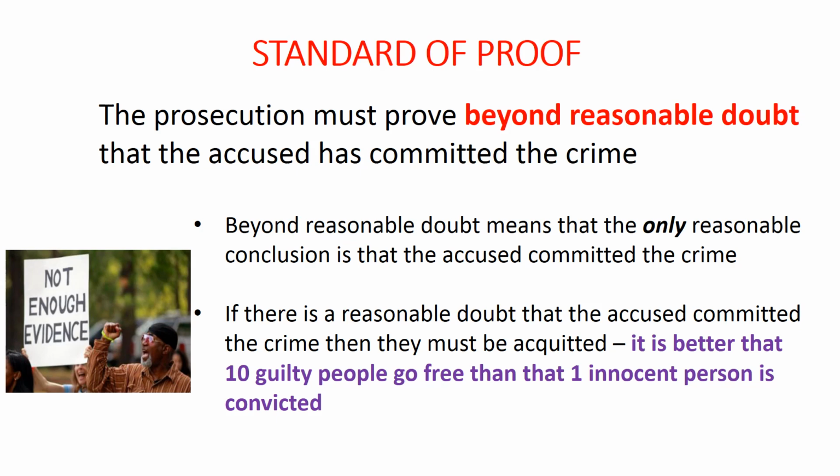The reason we say that it's better that 10 guilty people should go free than that one innocent person should be convicted is that the consequences for an innocent person of being incorrectly convicted of a crime they didn't commit are so serious. Go back to Tom's position. He may not have murdered Bill in any of those scenarios that we looked at, but if he was to be convicted of murdering Bill, then we have just destroyed Tom's life.